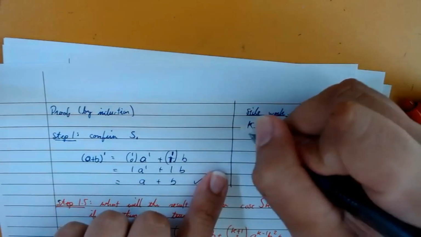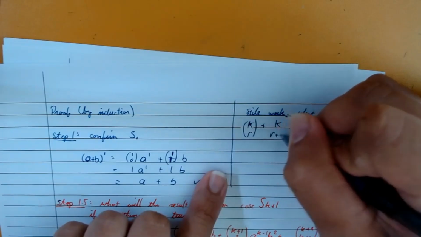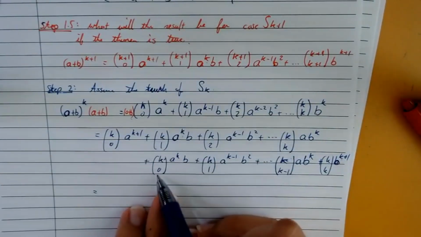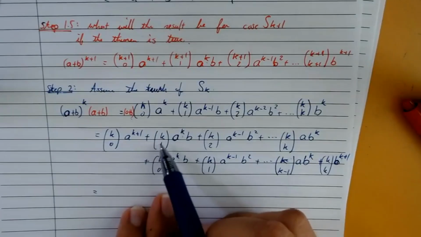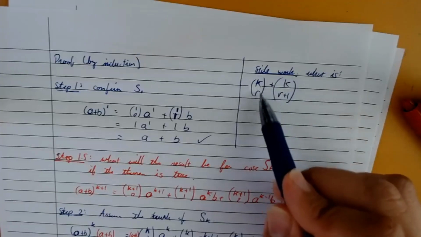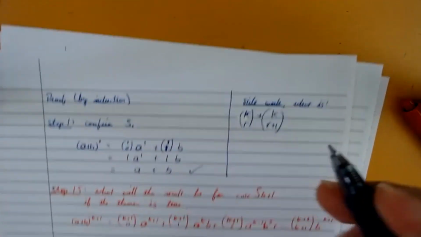k choose r, and I'm going to add k choose r plus 1. I need to know what happens there, because that's what all of these are. This is k choose a number plus k choose a number bigger. k choose a number plus k choose a number that's bigger. So k choose a number plus k choose a number that's bigger. Okay, so I need to figure out what that is. All right, well, let's do that.